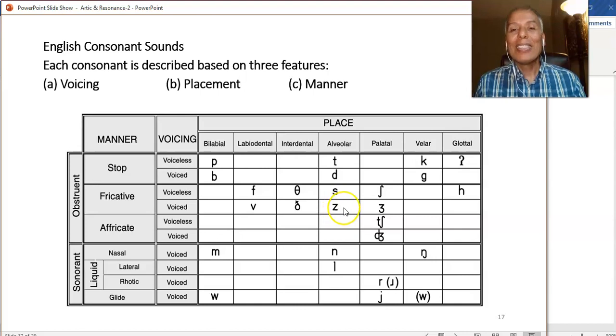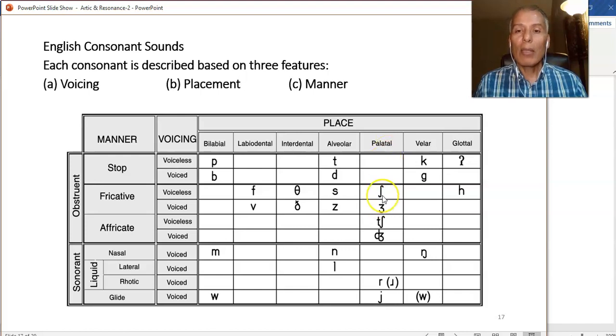And z is the same, but it is voiced. Now this one, my mouse is just there. This one is the sh sound. So it is voiceless palatal, because you move from the alveolar ridge to the hard palate, the beginning of the hard palate. This is why I call it palatal.